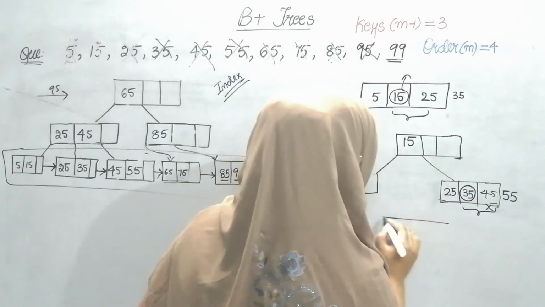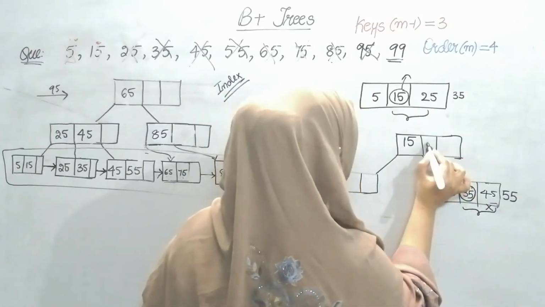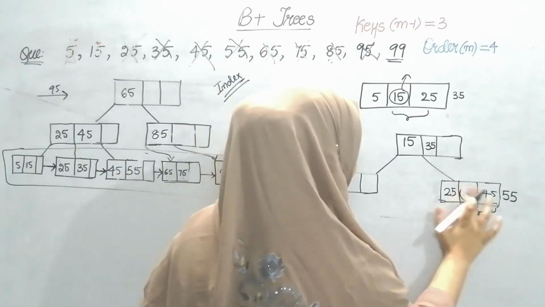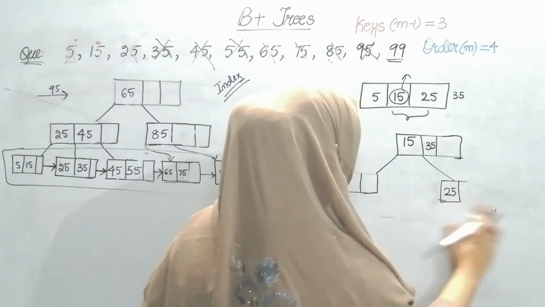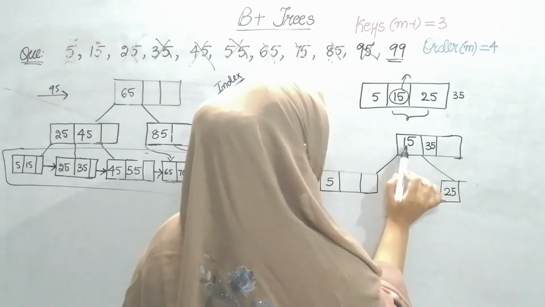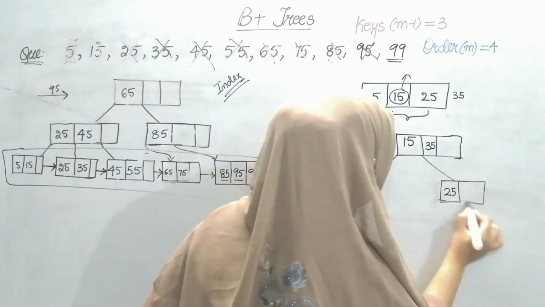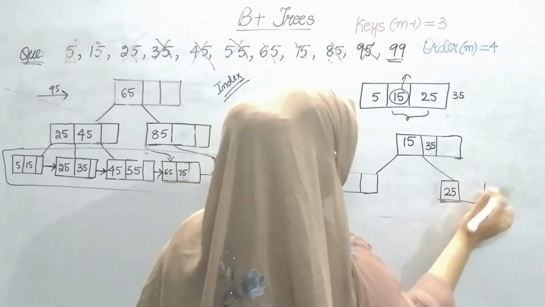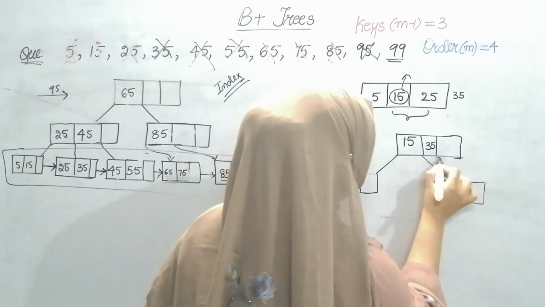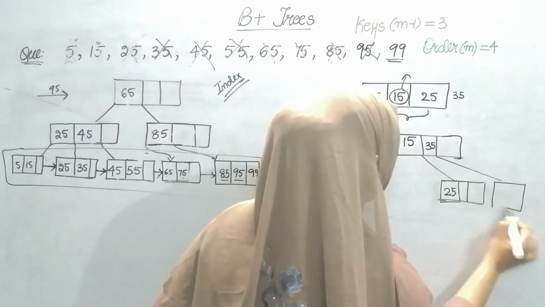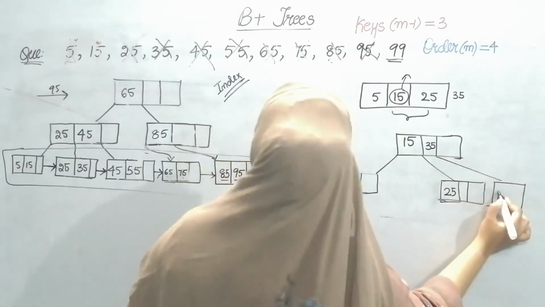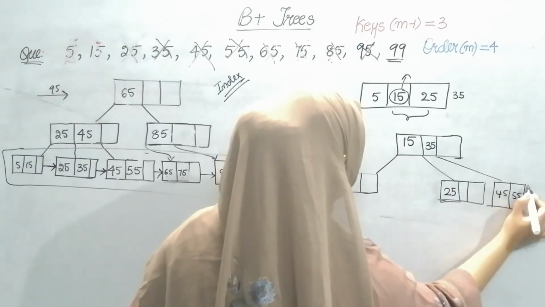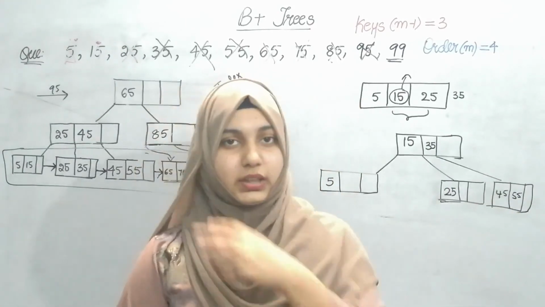So the tree will look something like this. I'll write it here itself. 35 is going to go up, right? So what happens here? The numbers between 15 and 35 will fall here. Only 25 is there. Then the numbers greater than 35 will fall on the right side of 35. That is 45 and 55. So this is how your tree will look like.